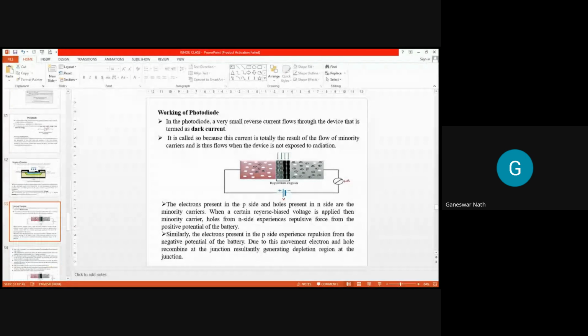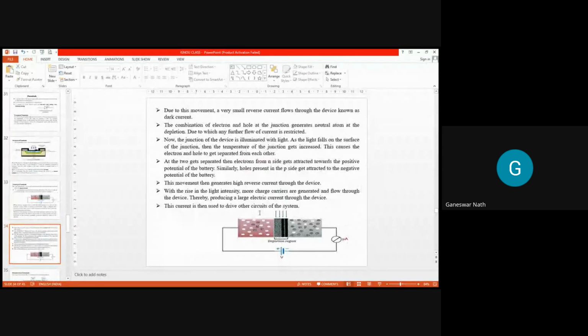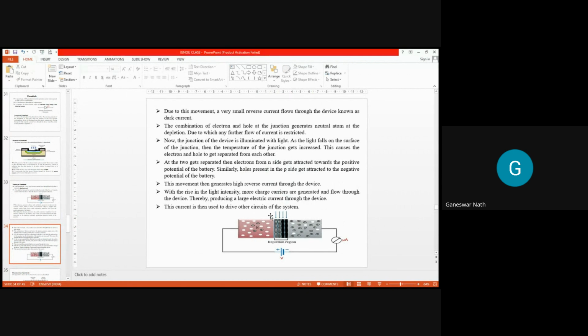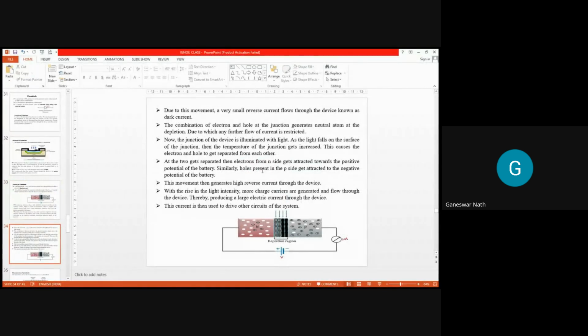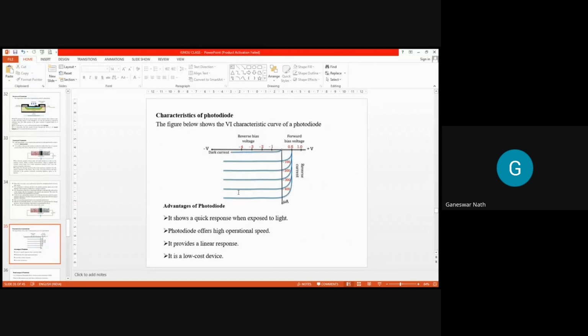Okay, now the same things I already described here, how this will operate. You can find the same thing that I put here with the details. Actually, you can read here. Now, coming to the characteristics of the photodiode here. So, what are the different characteristics of the photodiode?